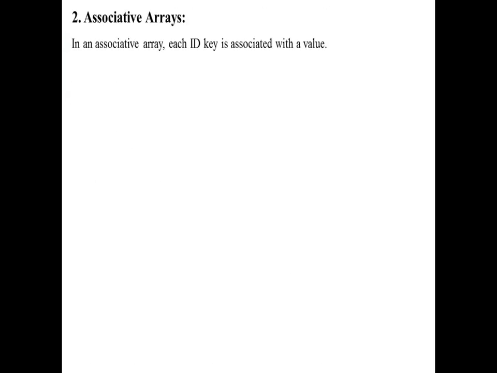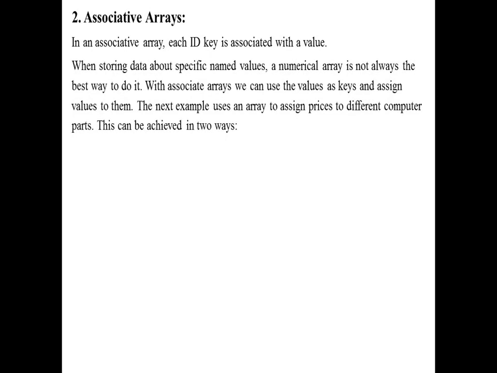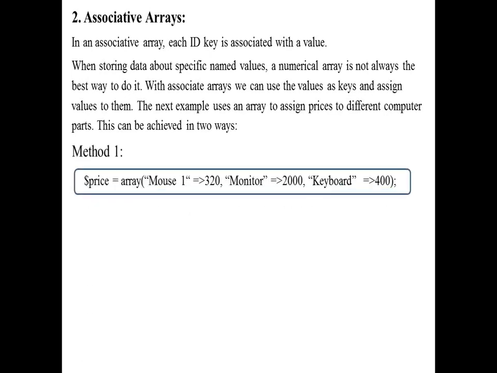Second is the associative arrays. In an associative array, each ID key is associated with a value. When you are storing data about specific named values, a numerical array is not always the best way to do it. With associative arrays, we can use the values as keys and assign values to them. The next example uses an array to assign prices to different computer parts. This can be achieved like this, method 1. See, what is the ID over here? Mouse 1.